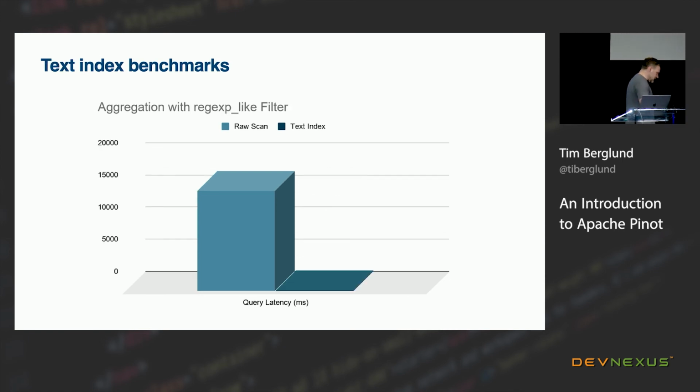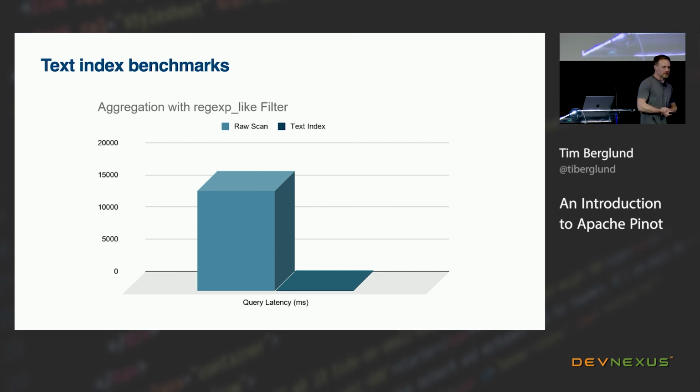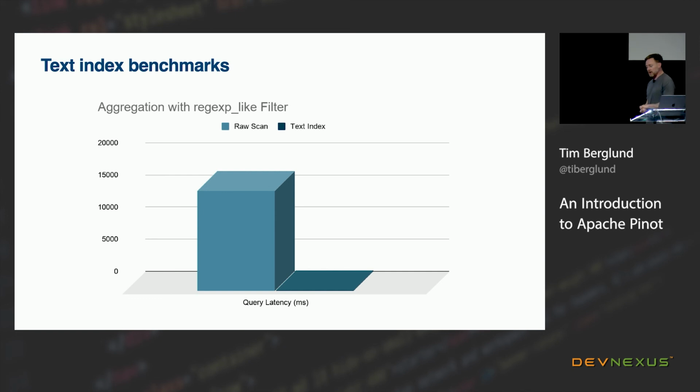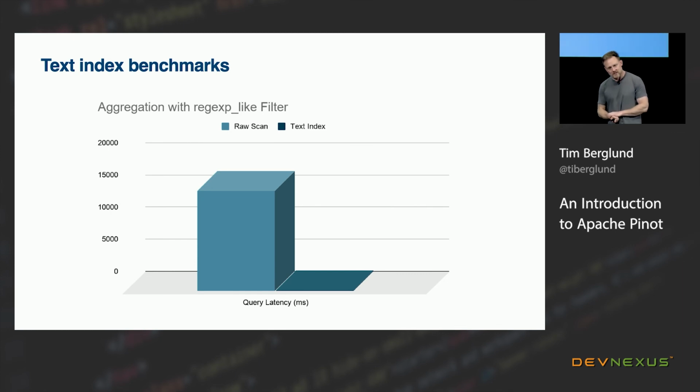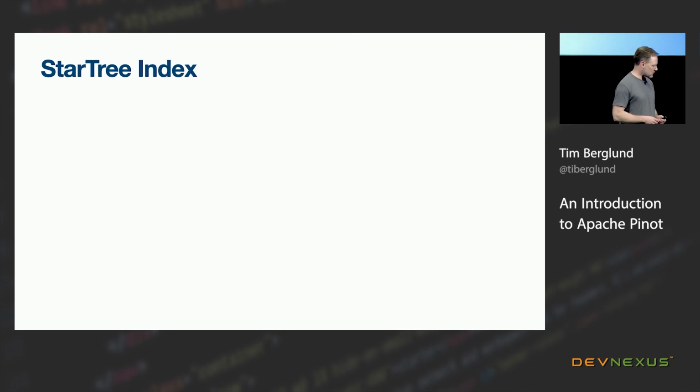There's a text type that uses embedded Lucene. So you can do fuzzy text searches. You can do regular expression searches, all the kinds of stuff that Lucene will do. If you have a string type column with a bunch of unstructured text in it, you can do indexing on that with all the performance of Lucene.